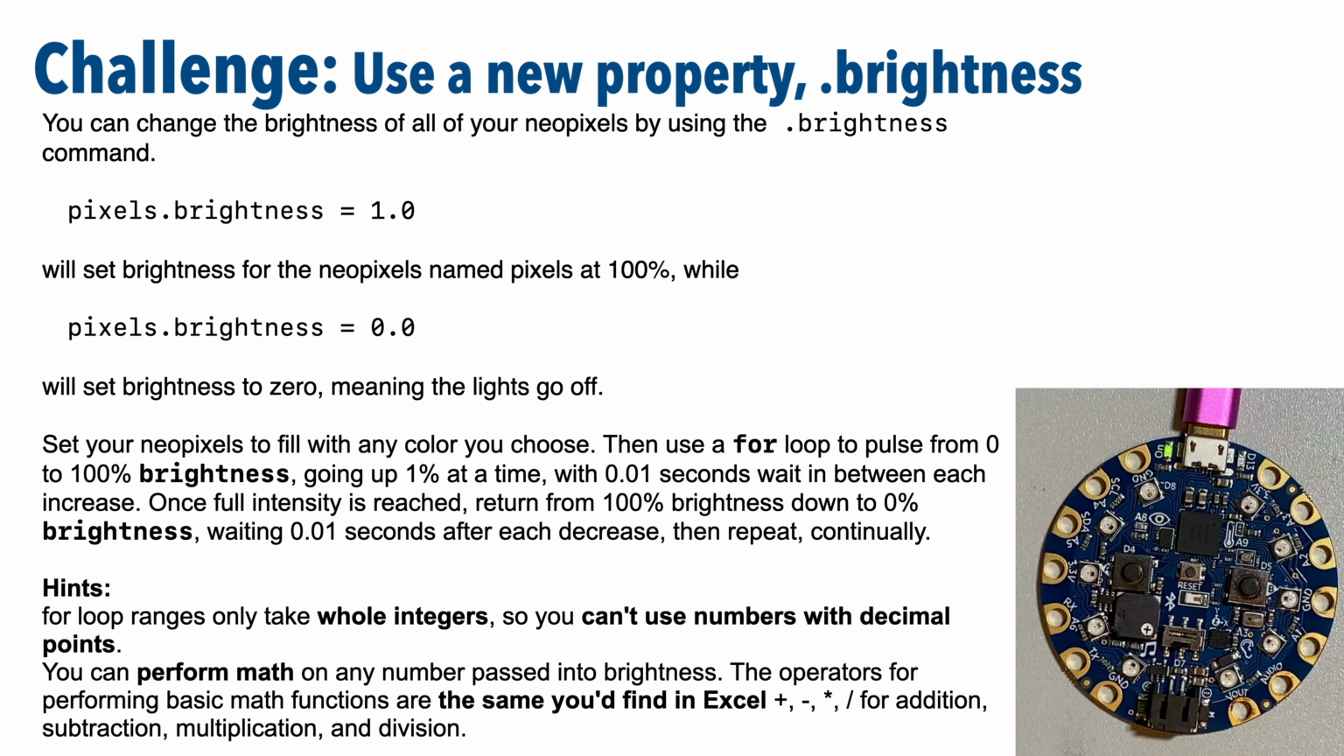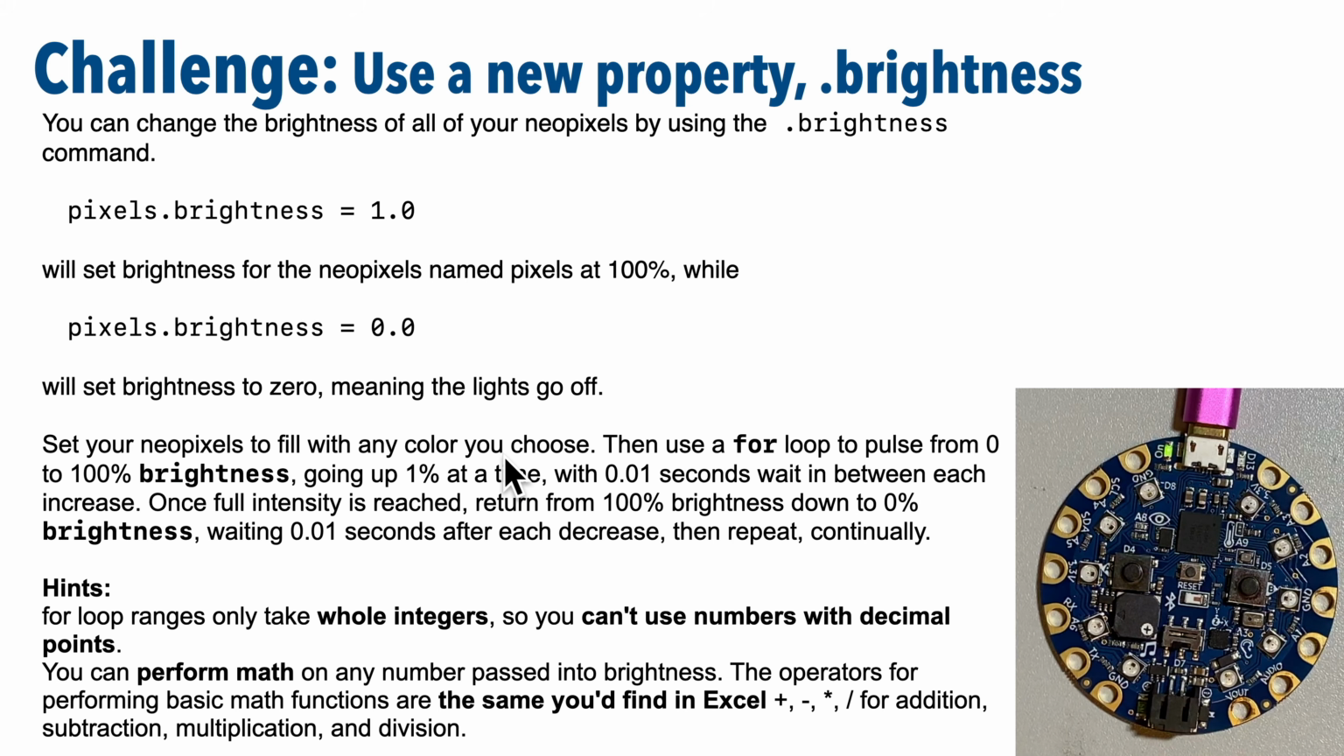Now our last challenge is to use a new neopixel property. That's the brightness property. Now you can change the brightness of all of the neopixels on your board by using .brightness. So for example, if you say pixels.brightness equals 1.0, that will set the brightness of the neopixels to 100%, while pixels.brightness equals 0.0 is going to set the brightness of the pixels named pixels to 0, meaning the lights go off.